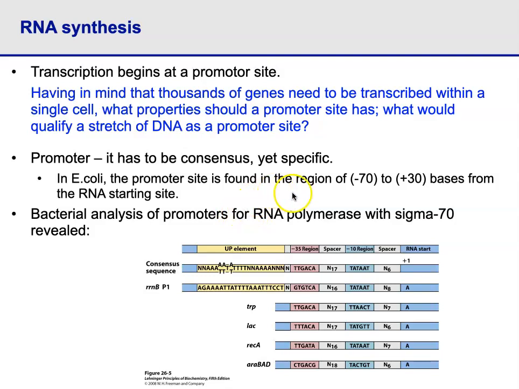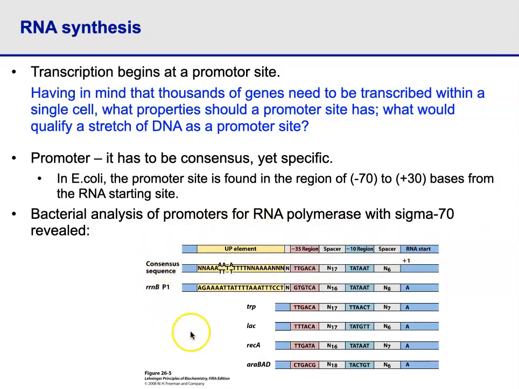In terms of bacteria, it's been determined that the bacterial promoters span the area from the plus 30 to the negative 70 nucleotides. Plus 30, if there is an RNA start site, that promoter will span 30 nucleotides downstream and about 70 nucleotides upstream.